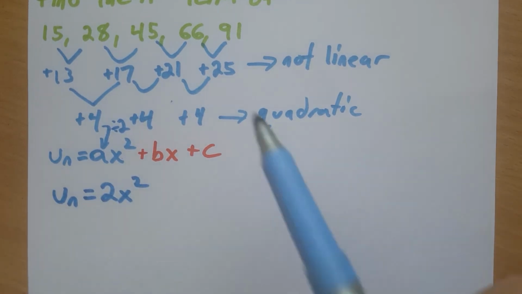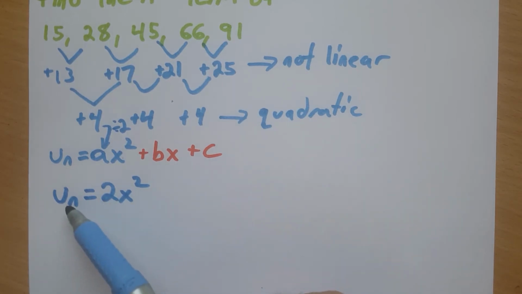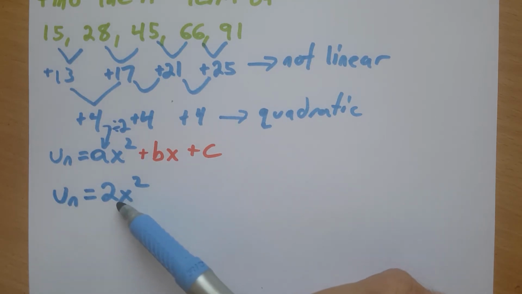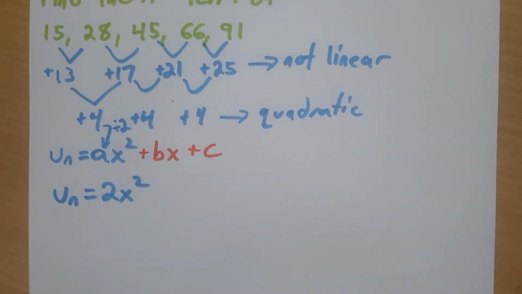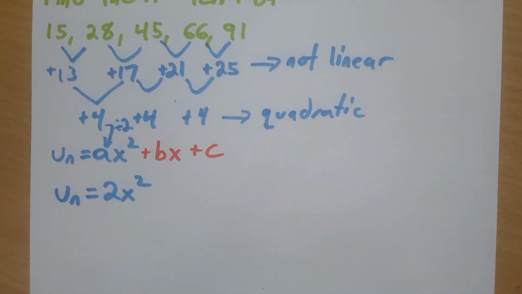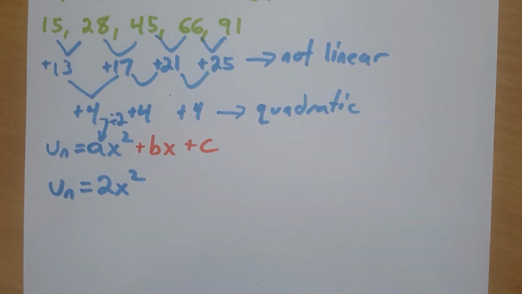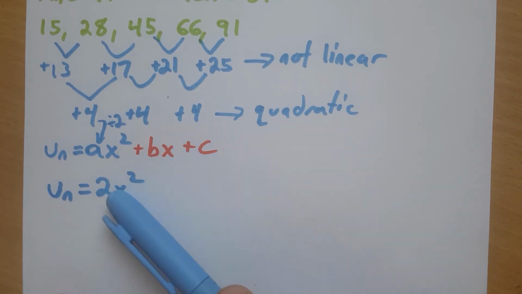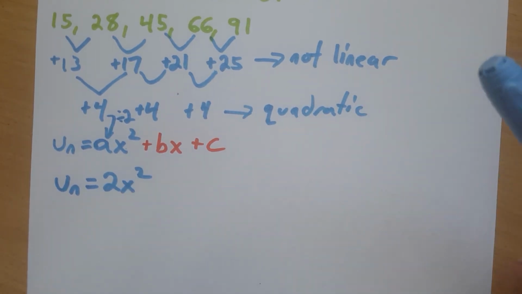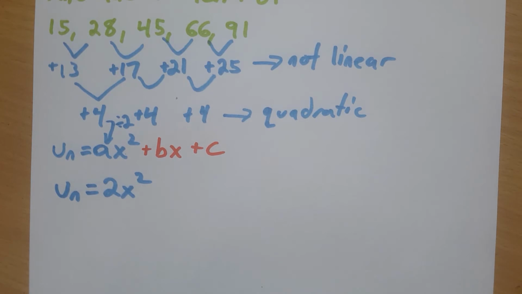So right off the bat, we know that the quadratic formula, the sequence starts with a 2x squared. I don't know what the rest is, and again, that's linear, but I do know that it starts with 2x squared. Okay, and it could just be 2x squared. It's probably not, though.